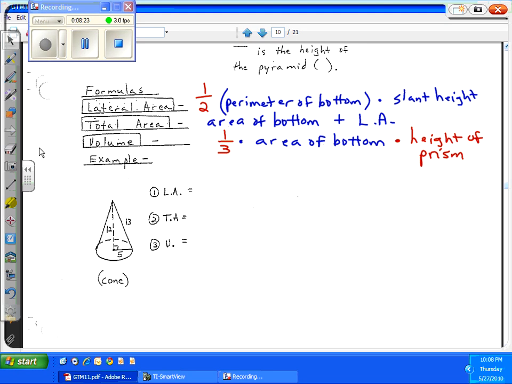So the volume of a prism is area of bottom times height of prism. If it's a pyramid, it's 1/3 of what it would have been had it been a prism. So it's 1/3 area of the bottom times height of prism.